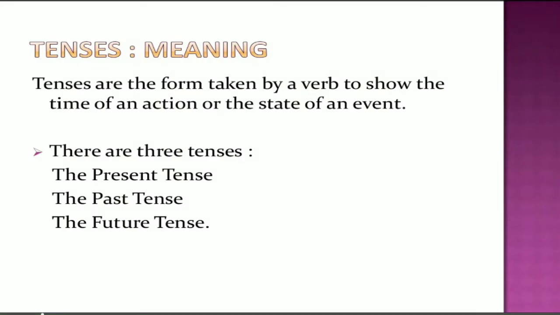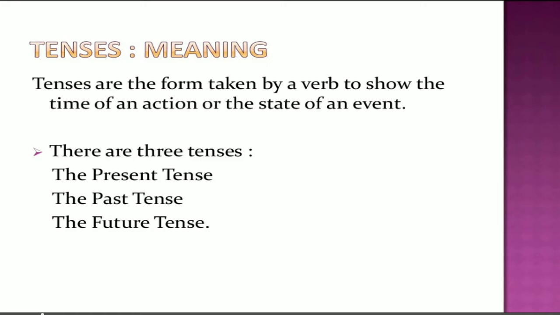Tenses meaning: tenses are the form taken by a verb to show the time of an action or the state of an event. So we have to understand, tenses are the form taken by a verb to show the time of an action, and also the state of an event. So basically we know there are three tenses.